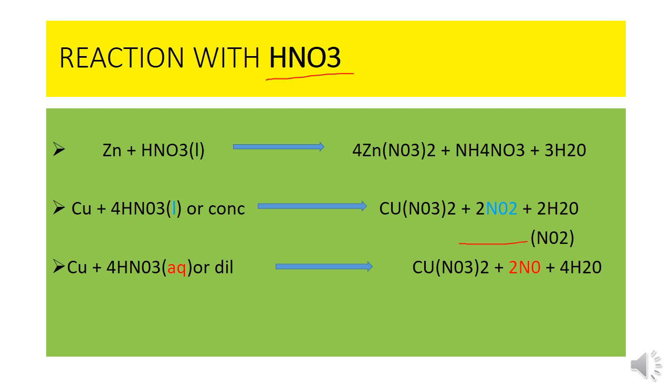Also, in aqueous or diluted solution, copper reacts with this to produce copper nitrate plus nitrogen monoxide. Remember, this is nitrogen monoxide, but here it is nitrogen dioxide. When it is concentrated, we produce nitrogen dioxide; when it is diluted, we produce the monoxide. Those are the differences. Let us continue.